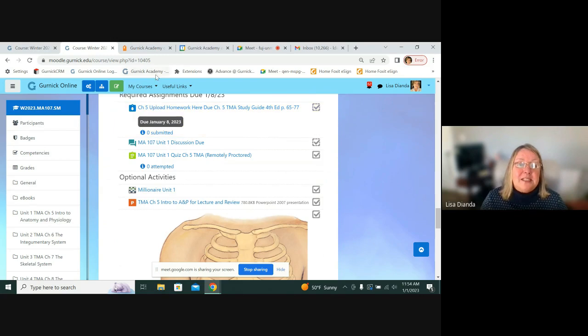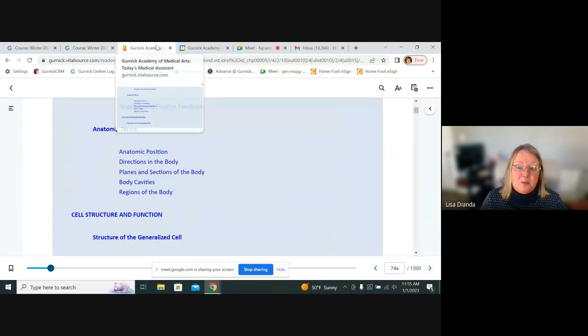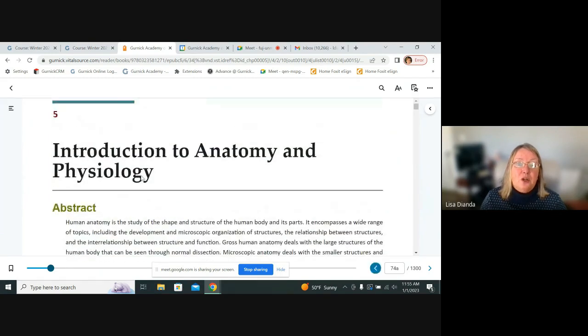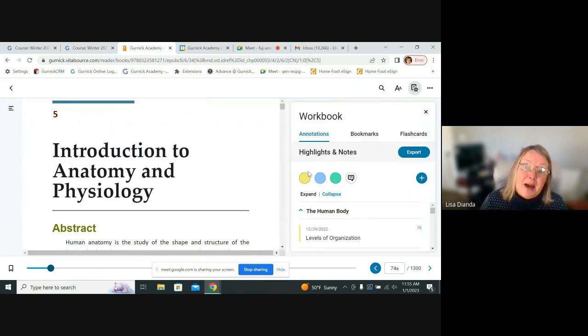Okay, let's leave that and go over to our textbook. So what I want to do is just look at this with you, and I want to remind you of some great features if you haven't been using them. You can highlight. You're going to see some of my highlights. You can create flashcards. You can bookmark certain things for questions or for later review. So take advantage of these great features.